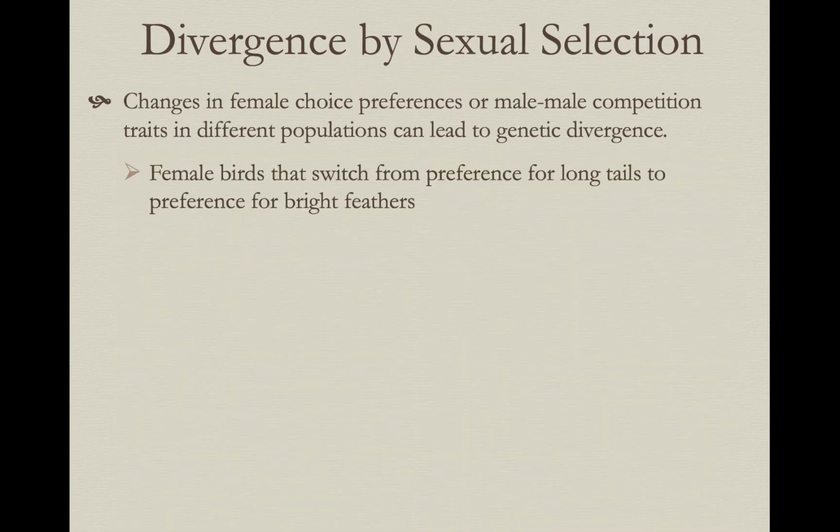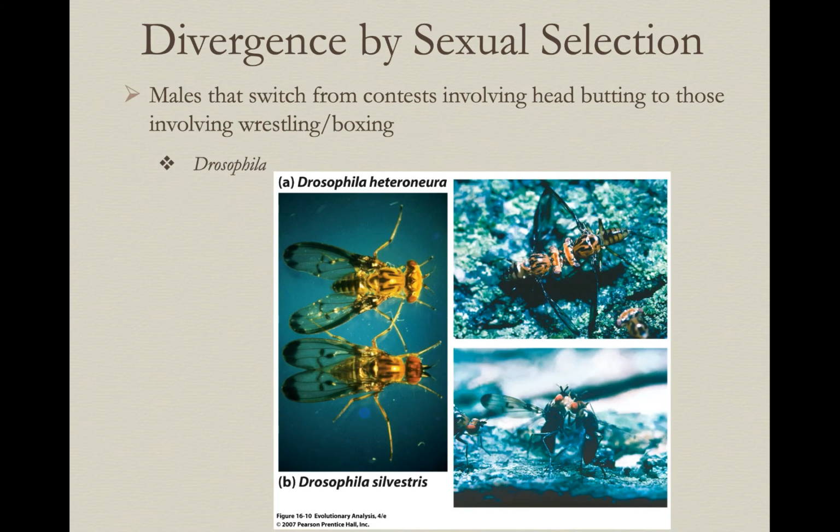Sometimes isolated lineages can develop different sexual selection patterns. Perhaps females change female choice preferences, or males use different male-male competition traits in different populations when they're competing for females. So for example, a female bird may switch from preferences for long tails to a preference for brighter feathers. These new sexually selected traits, again, are going to drive genetic distinctions between the different populations. Here's an example of how different species of Drosophila can differentiate from each other due to different male-male competition traits. In some species, they act more like some mammals that push each other back and forth.